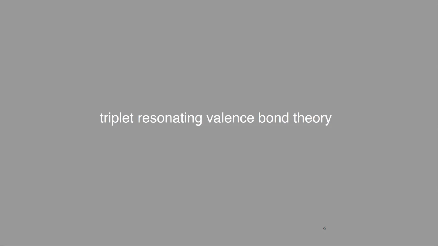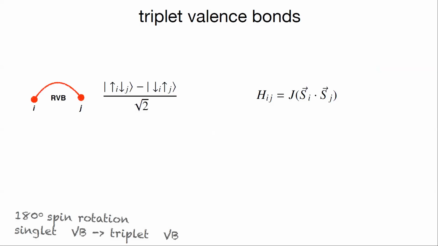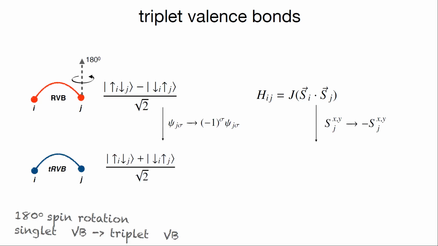Okay. So I'll start with the first part, which goes by the name of triplet resonating valence bond theory. This is work together with Piers Coleman. So let's start first with what a valence bond is, and then what a triplet valence bond is. In RVB theory, the valence bond is given by a singlet, which is up, down, minus down, up. It's actually the ground state of a two-site isotropic Heisenberg model, which is given here. Okay, and to go from singlet valence bond theory to triplet valence bond theory, you perform for this two-site problem just a unitary transformation of 180 degrees on one of those two sites, which is going to flip the relative sign between these two terms here. And you end up with this state, which is actually the triplet with Mz equals zero.